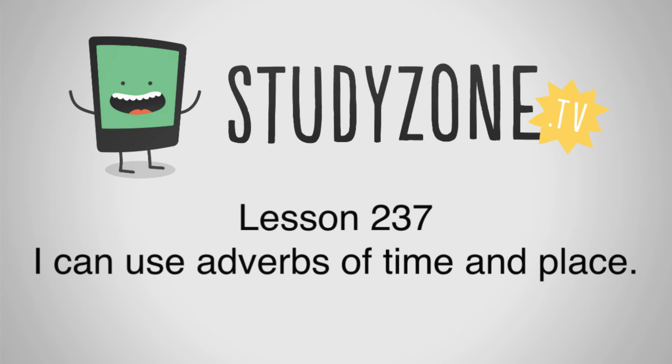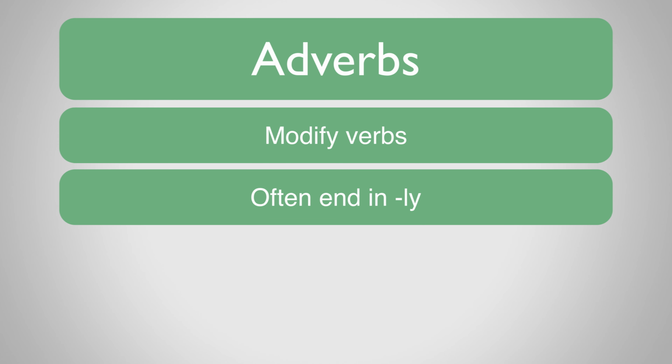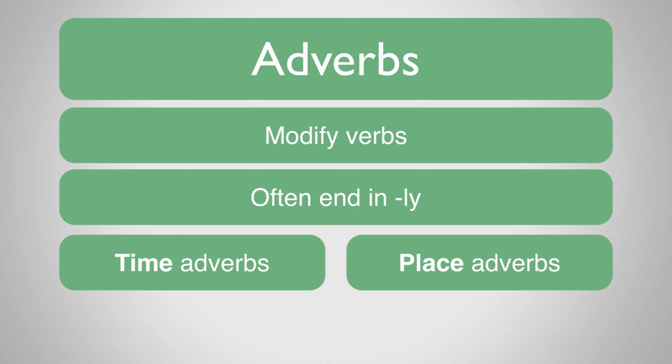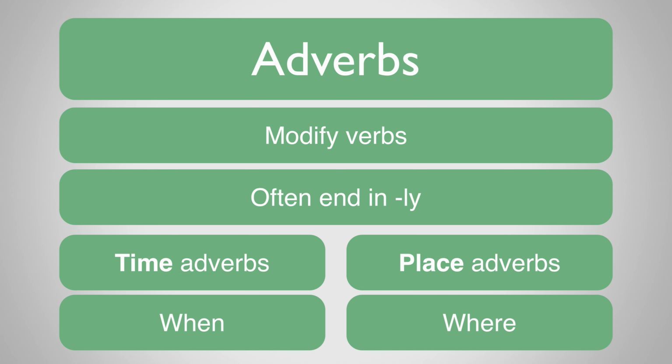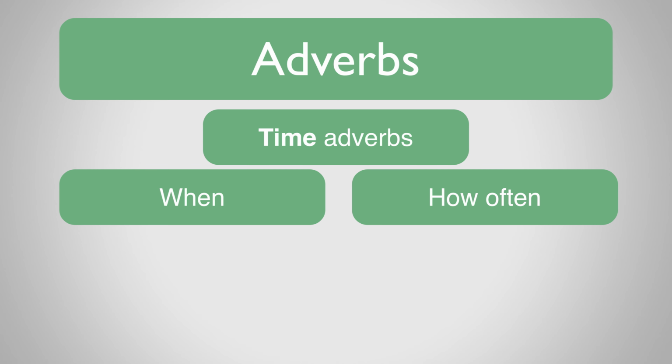We've already learned that adverbs can be used to modify verbs, and that these adverbs often, but not always, end in ly. In this lesson, we're going to look at adverbs that show time and place. They still modify a verb, as these adverbs tell us when or where something happens. Let's start with time adverbs. These tell us when or how often an action is performed.